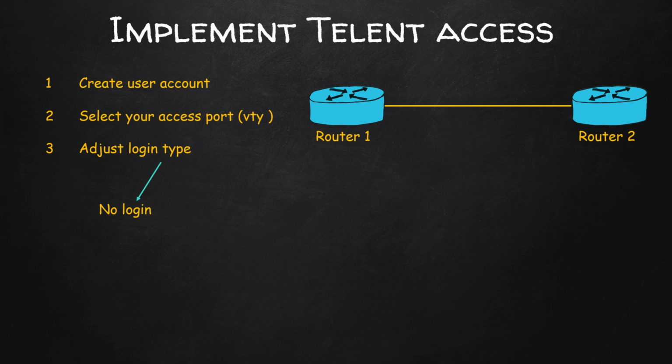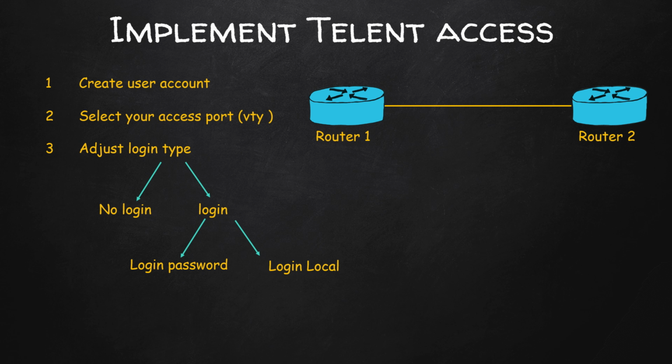The second option is login option. Login option means you need to log into the device to access the device using the Telnet. And for the login option, there are 2 different methods. One is with login password. You can configure a login password in your Cisco device and say, use this password to access this device via Telnet. And the second option is login local.